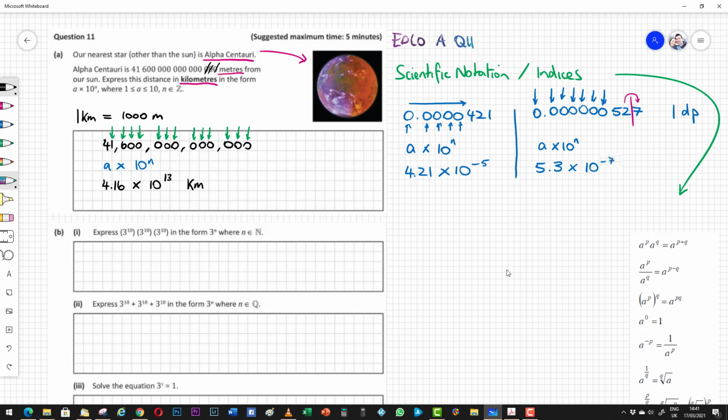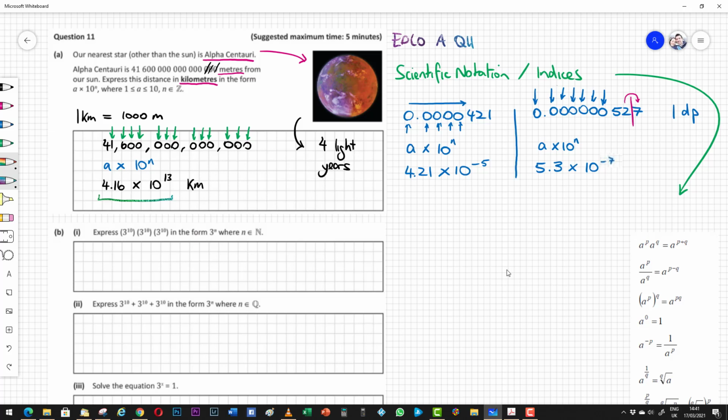Interestingly, Alpha Centauri is the nearest star to Earth, obviously with the exception of the sun. It takes 4 light years, roughly, for the light from Alpha Centauri to reach Earth. So when you look up at the sky at night and you see the closest star to ours, which is Alpha Centauri, the light that you're looking at from that star has taken 4 years to travel across our galaxy and hit your eyes, let's say. And that massive distance has been given to us here in the question. But now we were able to write it in a much more manageable way, which is 4.16 times 10 to the power of 13.